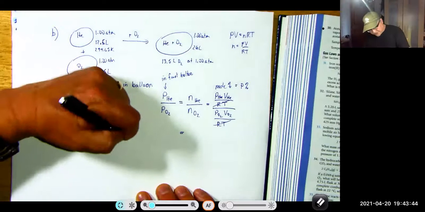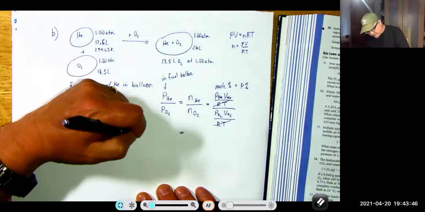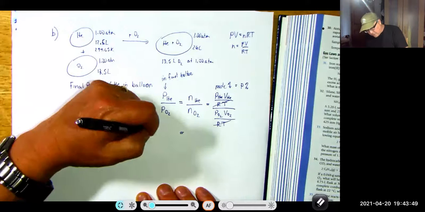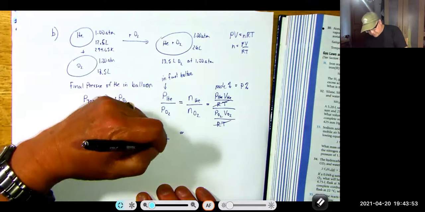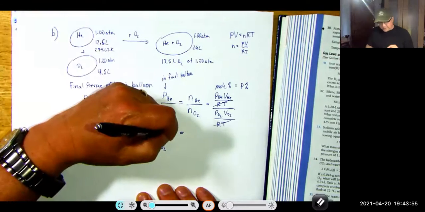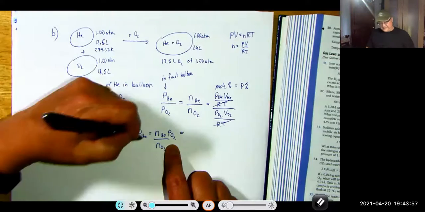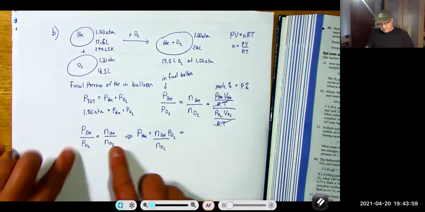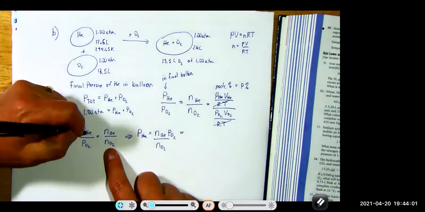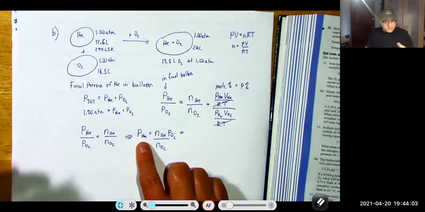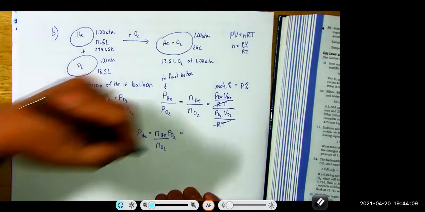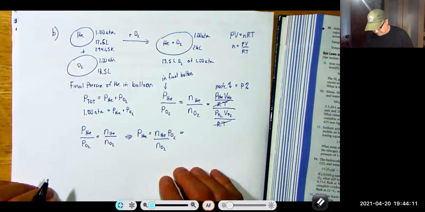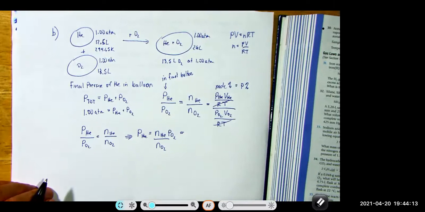Now I'm going to do this. The pressure of helium is equal to the moles of helium over the moles of O2. We're looking for the final pressure. Or when they say the final pressure, it's really the partial pressure. So couldn't we just cross multiply? That's what I just did. Okay, I see what's going on. Yeah, we didn't need to expand it.